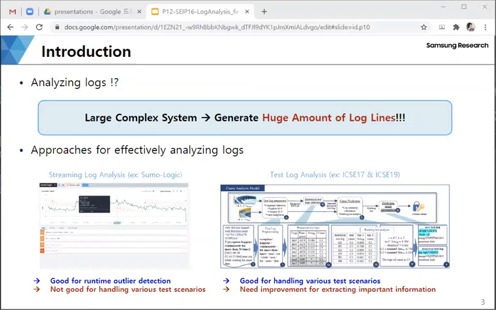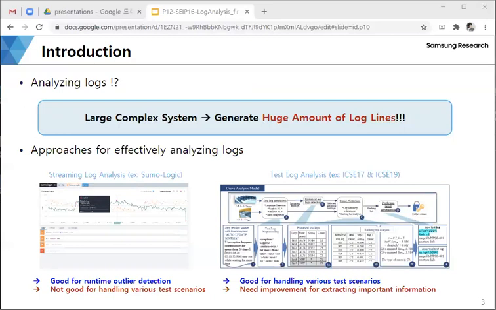However, the problem is that the more complex the system, the more logs are left. And even most logs contain information that is not significantly related to the defect. To solve this problem, there are various log analysis approaches. One of the most famous approaches is to define certain key indicators in advance, extract them in real time, and monitor whether there are some problems. This approach has strengths in finding exceptional events, but it is not suitable for analyzing various test scenarios.